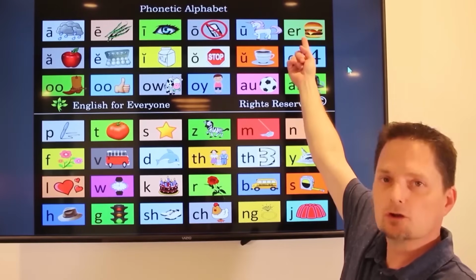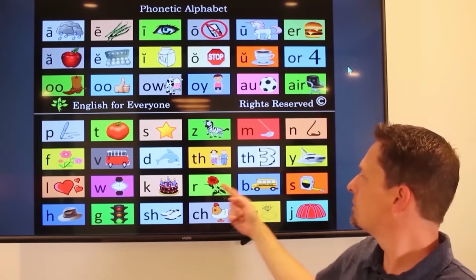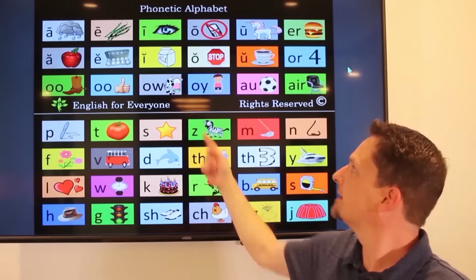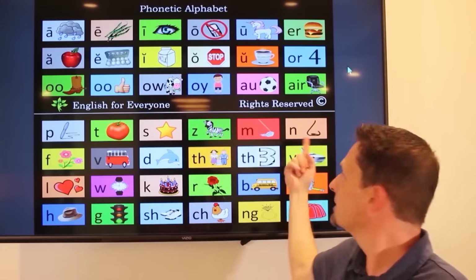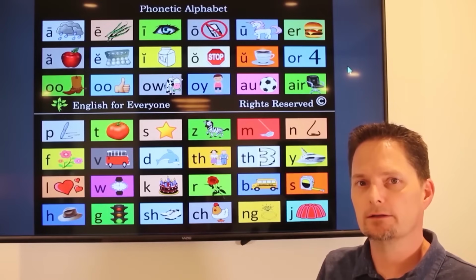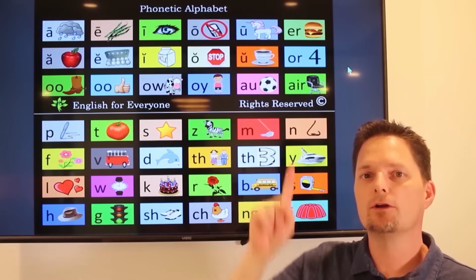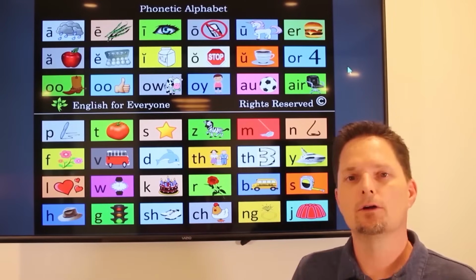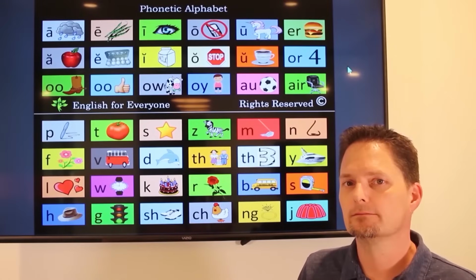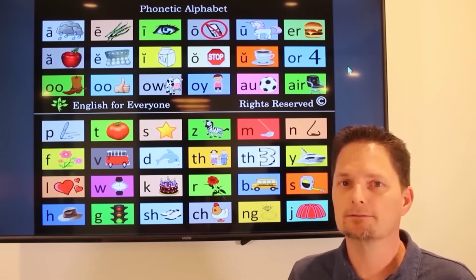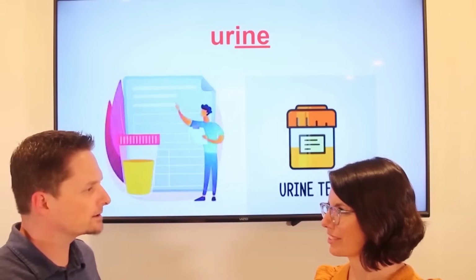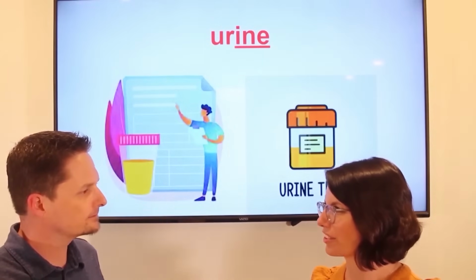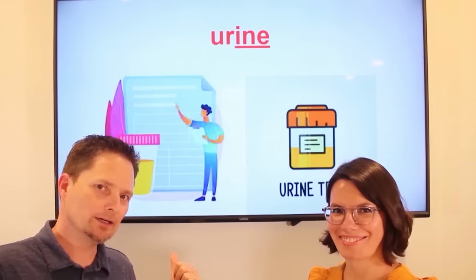Pronunciation, urine. Y. Your. Ure. Urine. Stress on the first syllable. Urine. They test your urine for drugs. Let's practice. Do they test your urine for drugs? Yes, they test your urine for drugs.